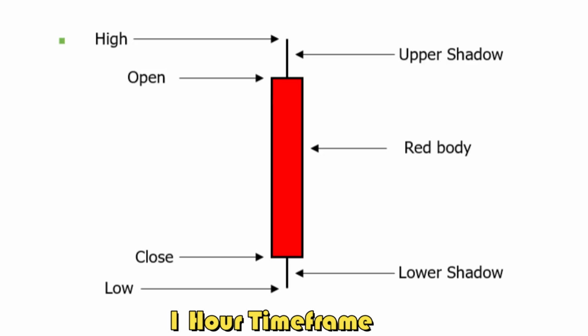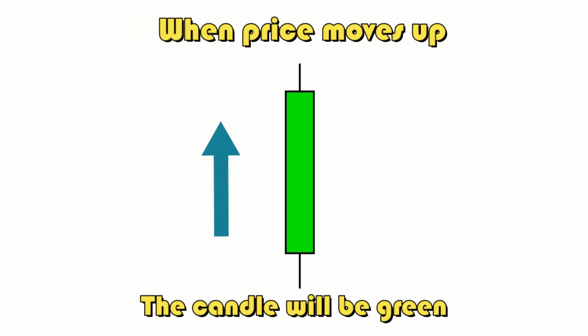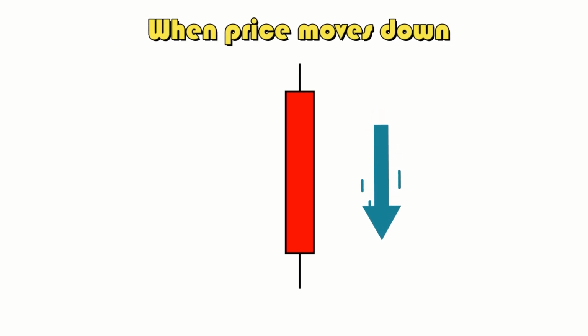If it were a red candle, it would mean that price started higher, moved downwards, and ended lower than the starting point. So for a 1-hour time frame, let's say price opened at 1390 at 6 p.m. At the end of 1 hour, which is 7 p.m., price moved downwards and closed at 1280, hence a red candle. So in summary, when price moves up, the candle will be green, and when it moves down, it will be red.